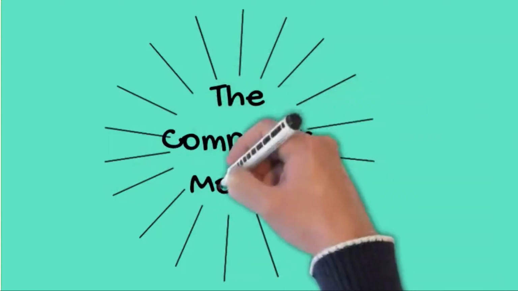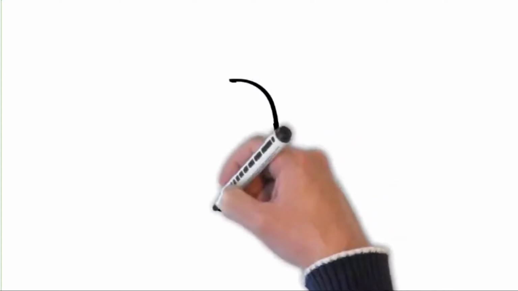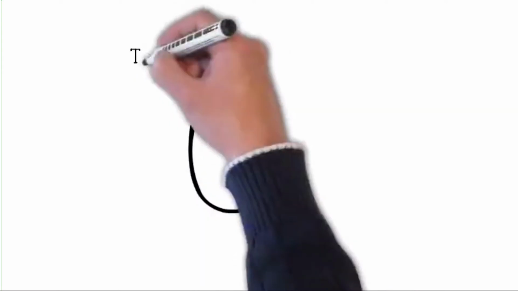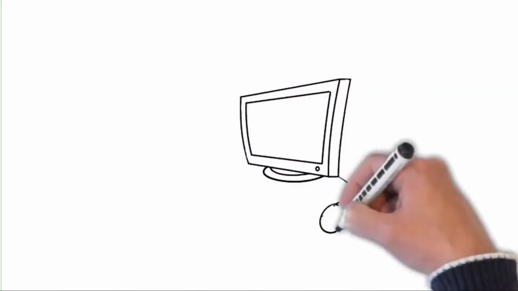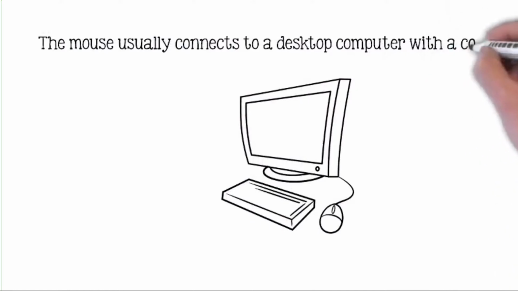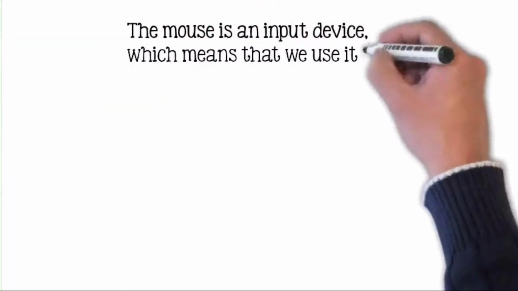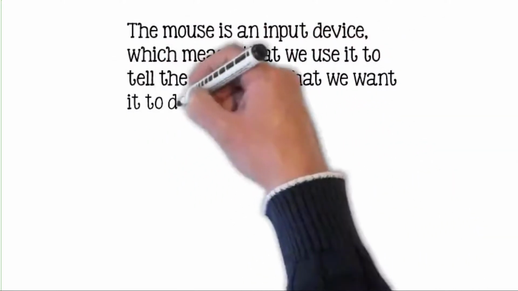The computer mouse. This is a computer mouse. The mouse usually connects to a desktop computer with a cord. The mouse is an input device, which means that we use it to tell the computer what we want it to do.